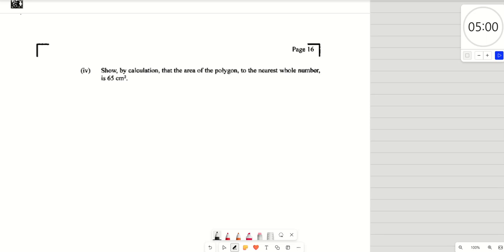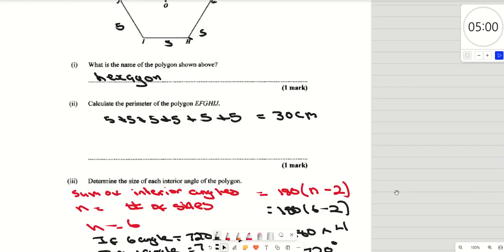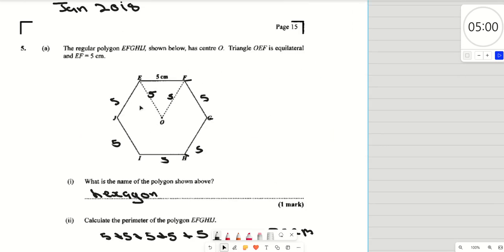Show by calculation the area of the polygon to the nearest whole number is 65 centimeters squared. To do this, you need to find out the area. You can find out the area of one of these triangles. We know all sides, so you could use Heron's law if you wish, right? And how many of these do they have? They have one here. Then you have a next one here. Then the next one here.